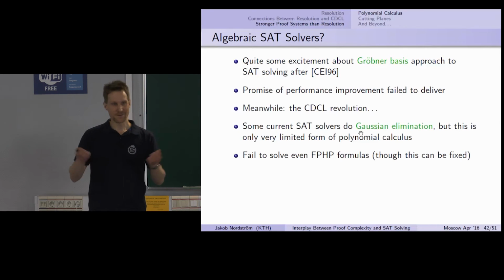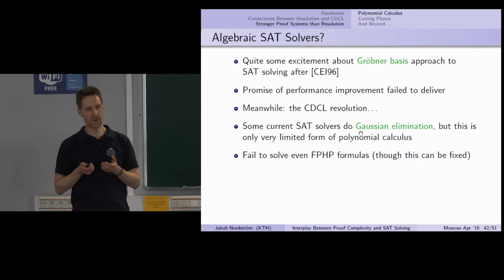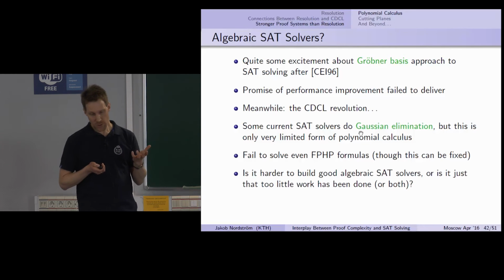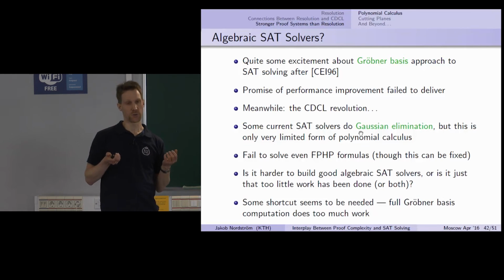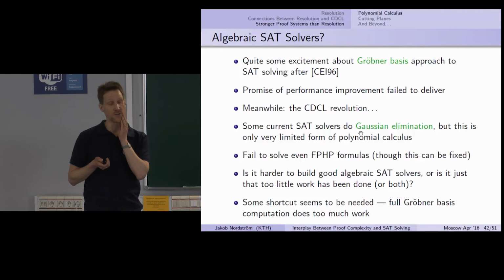Yeah, so let's see if we ever get to cutting planes or not. So what about algebraic SAT solving? It turns out the theoretical potential is there, right? They should be exponentially stronger, but somehow it just seems hard to do it. So there are no really good algebraic SAT solvers that can compete with the state of the art.